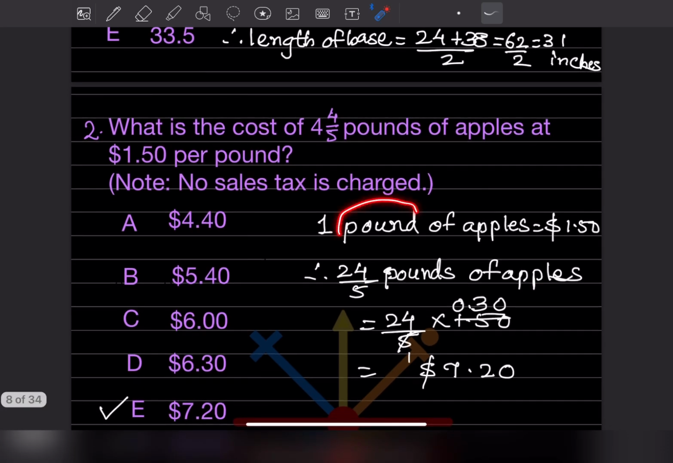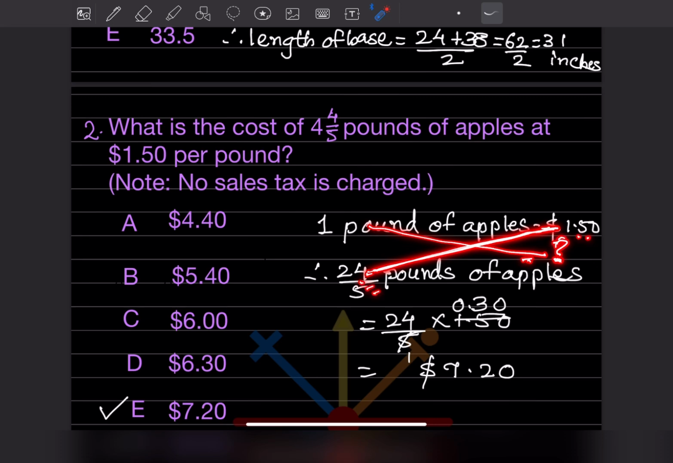Below this one, if you write this one, what are you going to do? You are going to cross multiply. We don't know the cost of it. Whenever we are doing the cross multiplication, we have to see that at this cross there are two numbers: 24/5 and 1.50. So that should be in the numerator. And this one, there's only one, so that should go in the denominator.